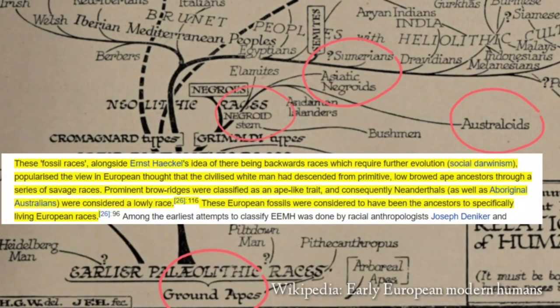These fossil races, alongside Ernst Haeckel's idea of there being backward races which require further evolution, social Darwinism, popularized the view in European thought that the civilized white man had descended from primitive, low-browed ape ancestors through a series of savage races. Prominent brow ridges were classified as an ape-like trait, and consequently, Neanderthals as well as Aboriginal Australians were considered a lowly race. These European fossils were considered to have been the ancestors to specifically living European races. Wikipedia, early European modern humans.